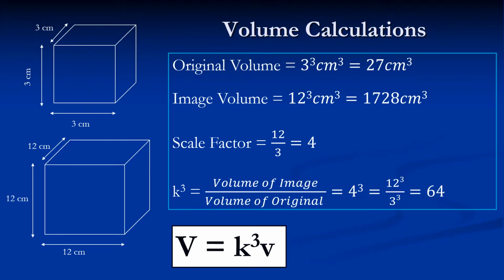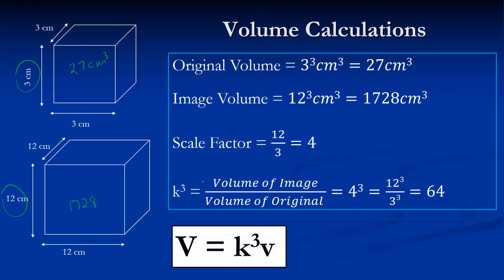When we want to consider similar solids, we can think of them as having a scale factor. So we have two cubes here, and you can see that quickly we have a scale factor of 4. The volume of the original is 3 times 3 times 3, or 3 cubed. That should be 27 cubic centimeters. Now the next one is 12 times 12 times 12, and you can use your calculator for that, of course.